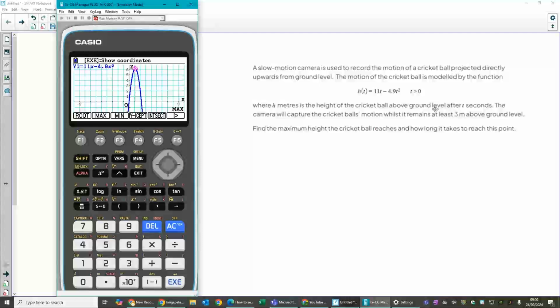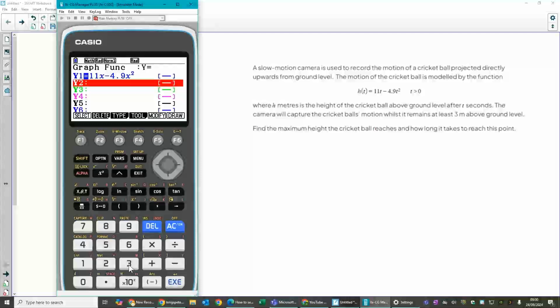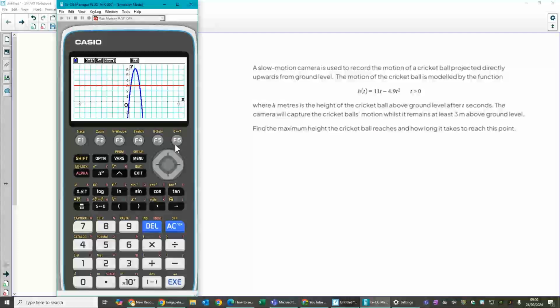Now you'll notice with the question it mentions how the camera doesn't capture until it's at least 3 meters above ground level. So to help us check those answers, go back to our graphing page, and we're going to plot the line y equals 3. So we can see quite clearly that it's only going to be capturing it in this section here. So we want to know what these 2 points are.